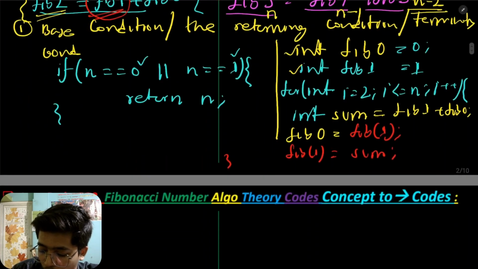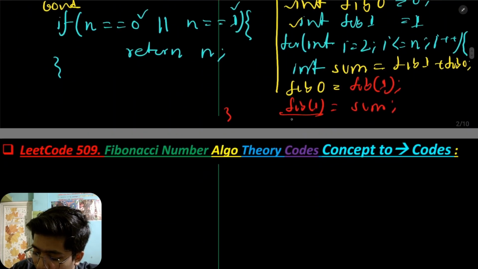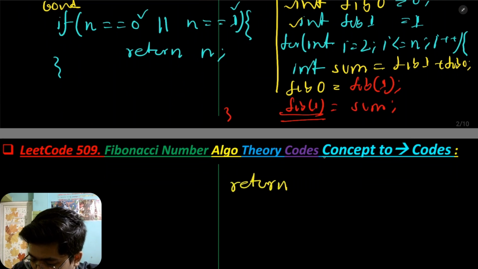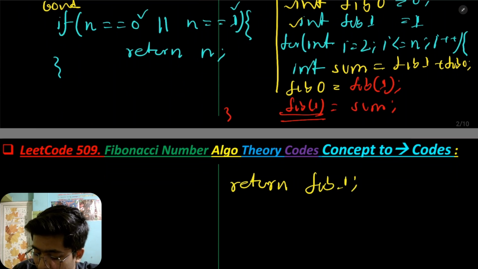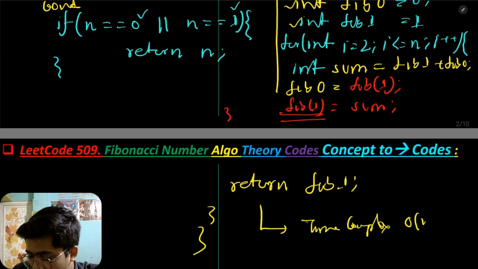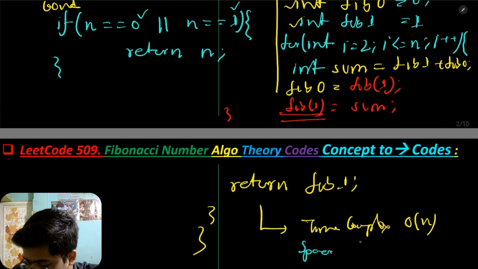Now if you look at the code, you'll notice fib 1 is containing the most current value, so we'll be returning that fib 1. So simply we will write one more extra line, return fib 1, and the code is done. This code will compile with a time complexity of big O of n and space complexity of big O of 1.